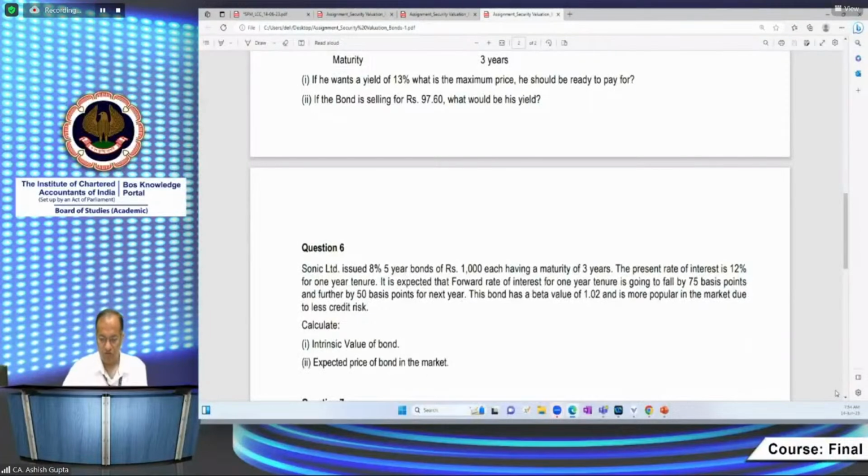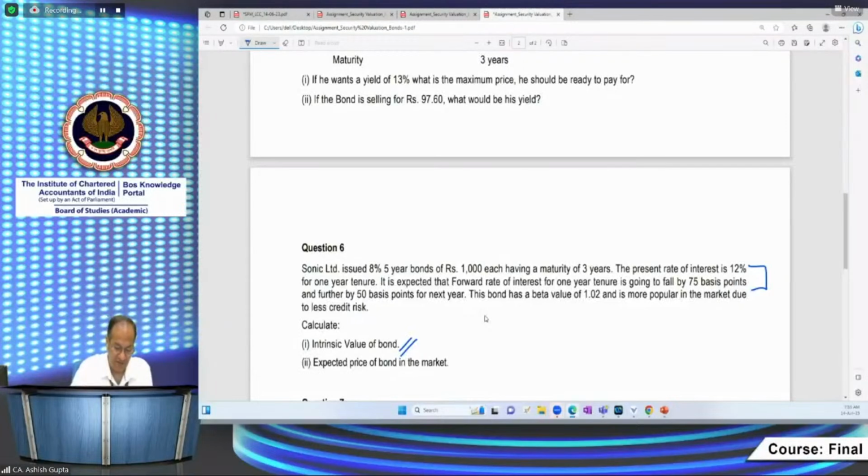Now, students, please note here. You note that the present rate of interest is 12% and the coupon rate is 8%. First, the intrinsic value. Here, we shall compute the intrinsic value by discounting, using the YTM rates that have been given here.